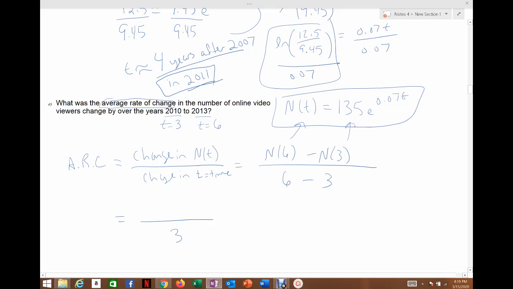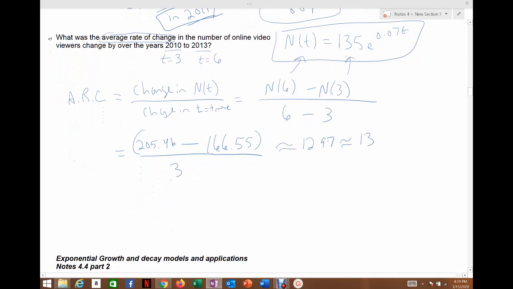When I plug in 6, I get 205.46. When I plug in 3, I get 166.55. And then just solve that, and make sure you're careful. Divide after you subtract. It comes out to 12.97. I'm going to round up to 13. And again, remember, 13 is not your final answer. Your answer should include units.